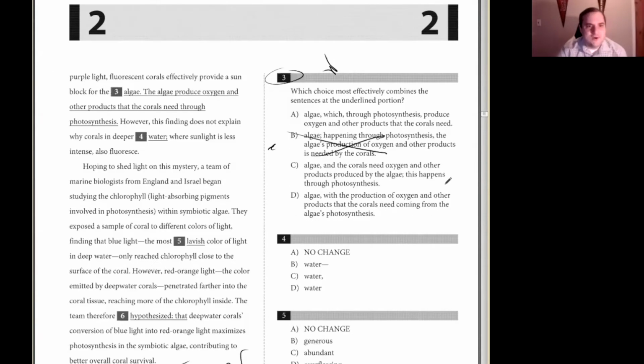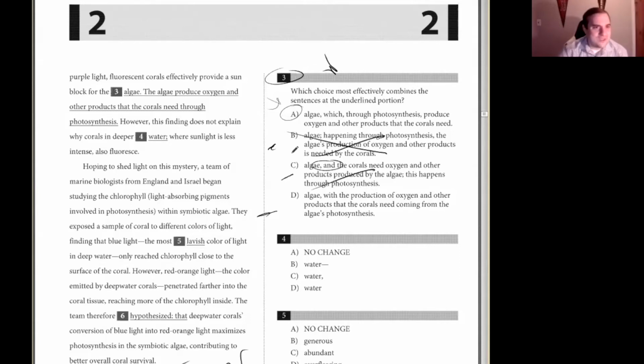Okay, so now here I'm seeing comma and, right? Unless these are just awful, I'm getting rid of C, right? We have the comma and joining them. So let's take a look at these. So block for the algae, which through photosynthesis produce oxygen and other products that the coral need, or algae, the production of oxygen and other products the coral need coming from. All right, this is just wordy. Like, we use way more words than we need to. There's nothing like wrong with it, but it says the same thing as A in a much worse fashion. So the answer here is A. Let me just check that. Yes, it is A.